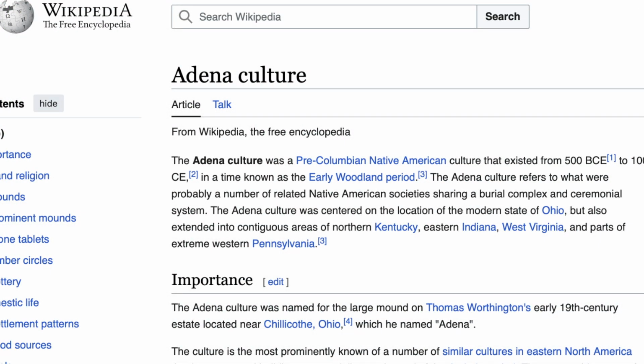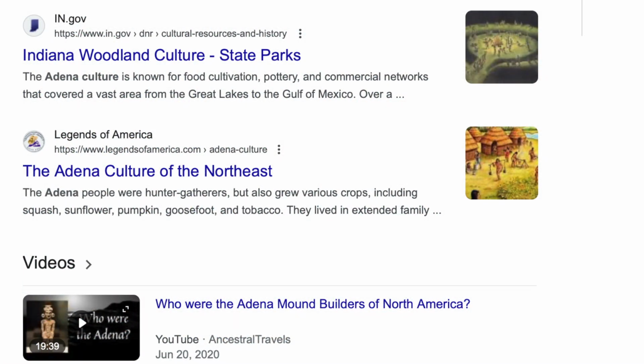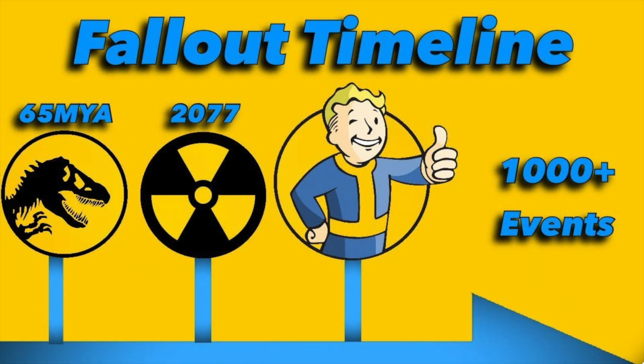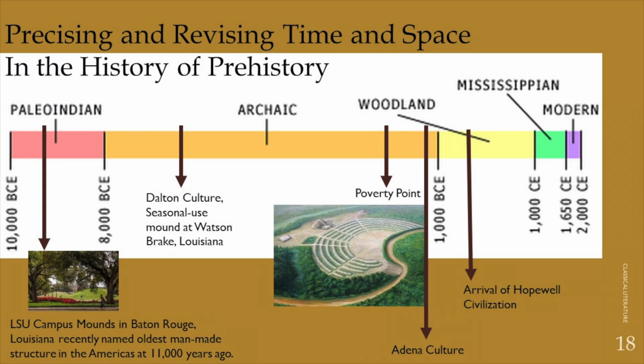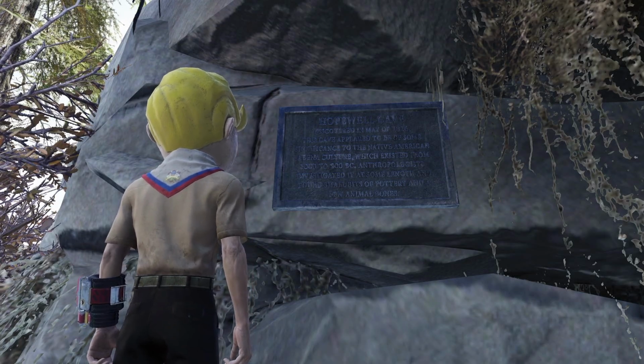According to multiple sources, including Wikipedia, Britannica, and a number of other locations online, it turns out that the dates are a little bit stretched in Fallout. Fallout mentions 1000 BC to 200 BC, but in our reality, the dates are a little bit different: 500 BC, so 500 years later than in the Fallout timeline, but they continue to 100 of the Common Era, or AD. So the total length is a few hundred years shorter, but the whole thing is shifted closer in time to our current time period.